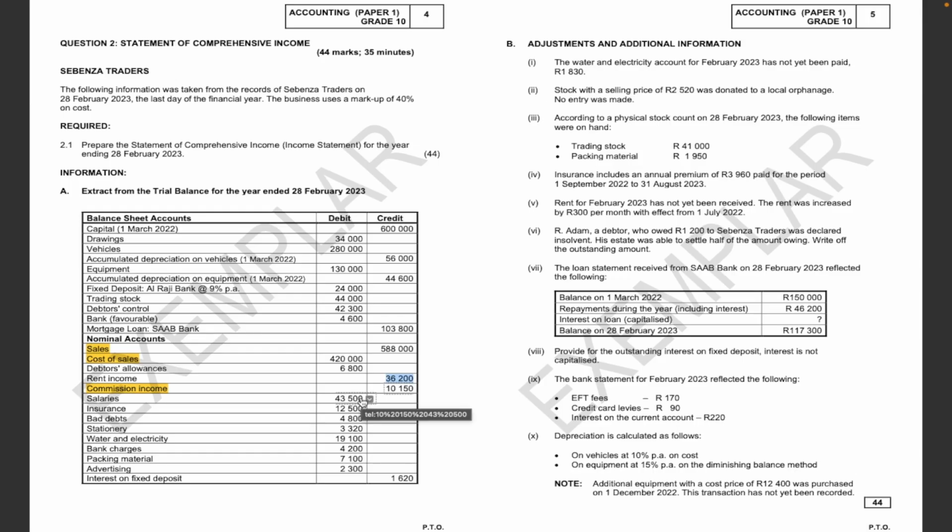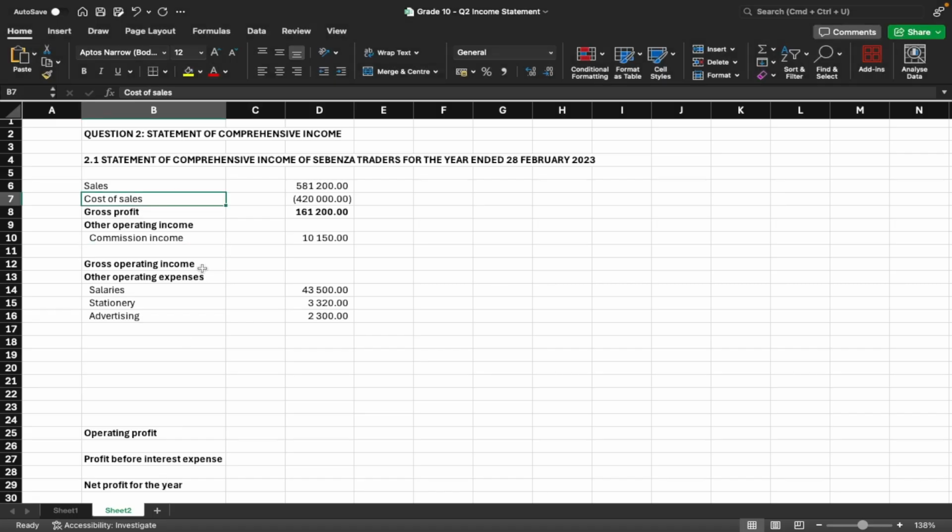So that definitely does affect our other operating income. And then you can also see down here there's another income of 1,620, and that is interest on fixed deposit. Now interest, whether it's interest income or interest expense, doesn't actually go under other operating income. All right, it goes down here after operating profit. So after operating profit, you'll have here interest on fixed deposit.